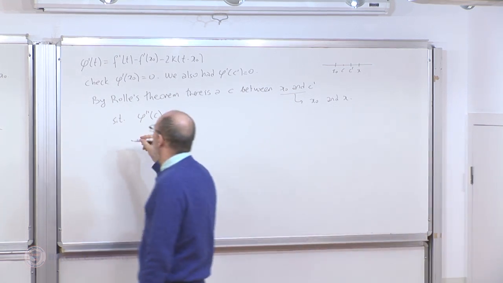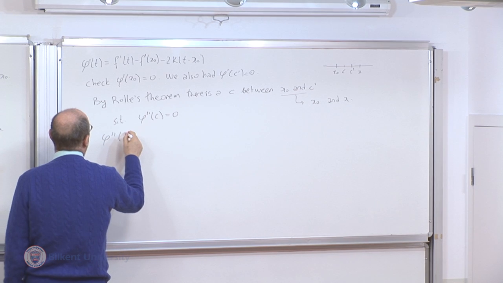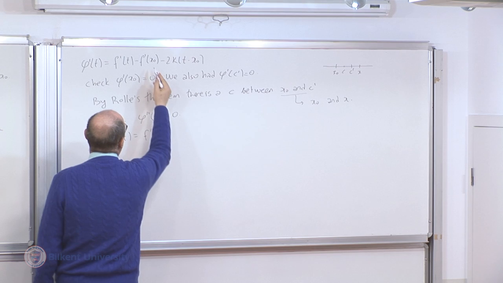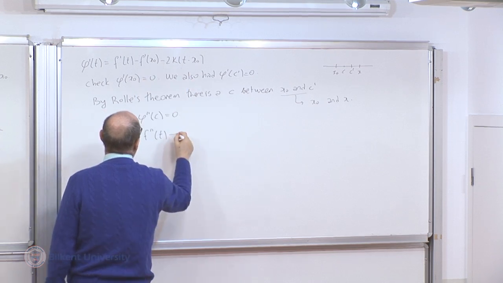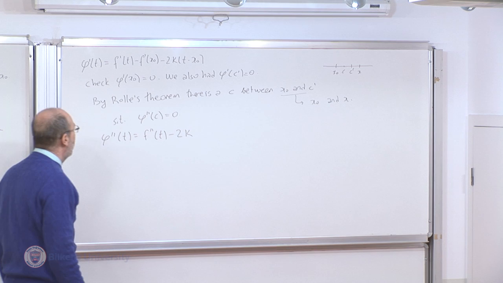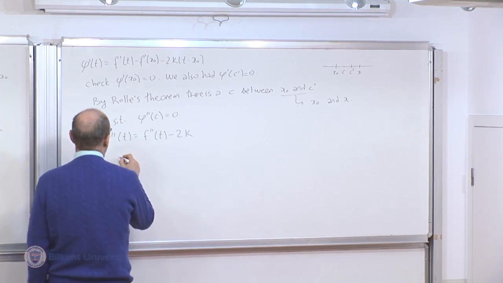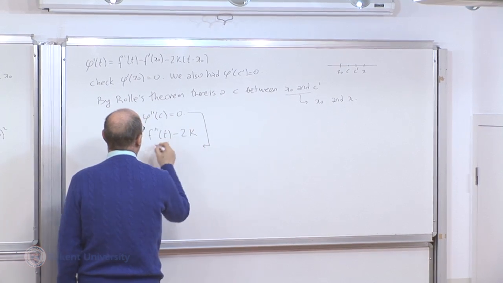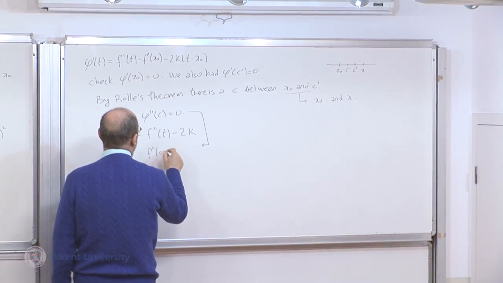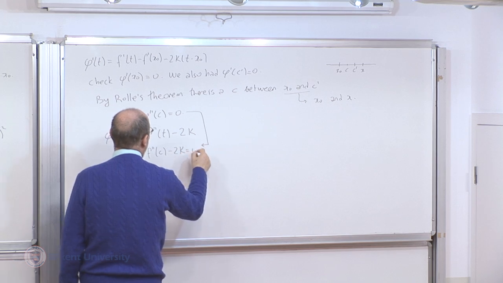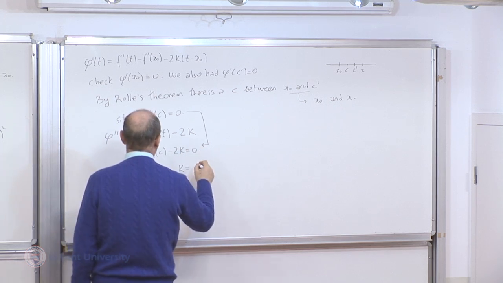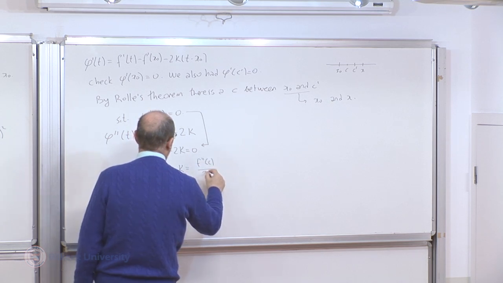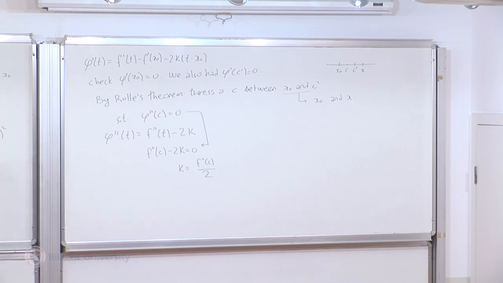Okay, so let's write the second derivative of this. Phi double prime of t is equal to f double prime of t. This is constant, it goes, and here I have minus 2k. So I know that this is equal to 0 when, taking this over here, I have f double prime of c minus 2k equals 0. So k is equal to f double prime of c over 2.